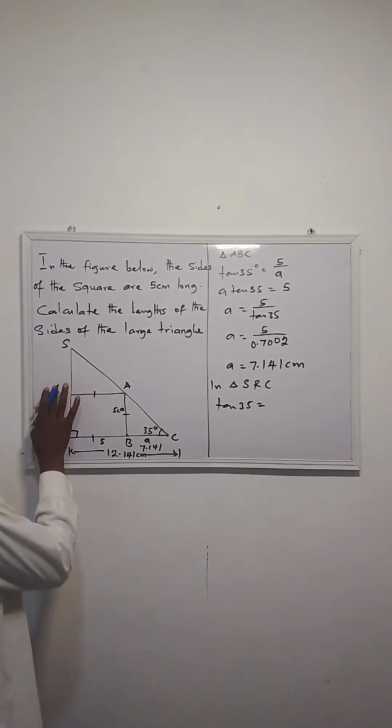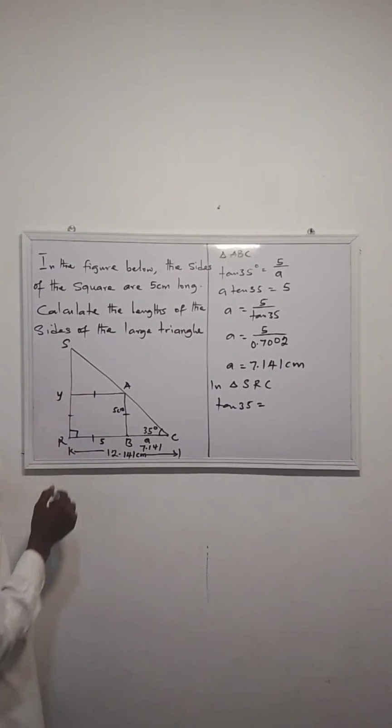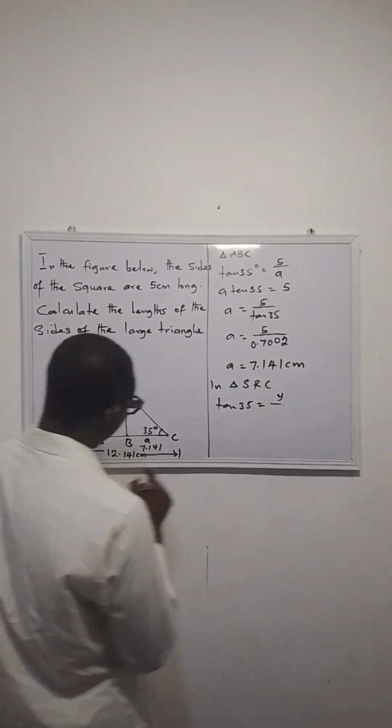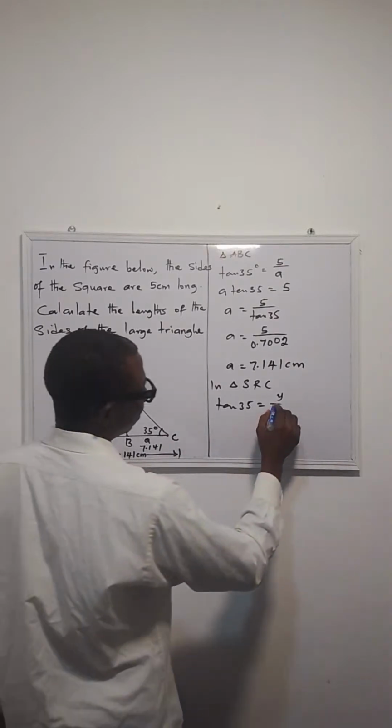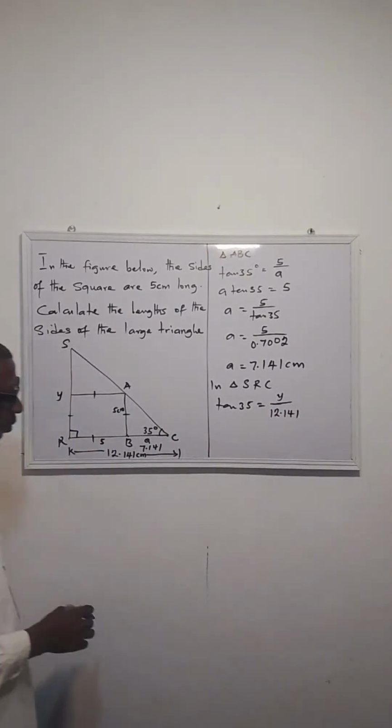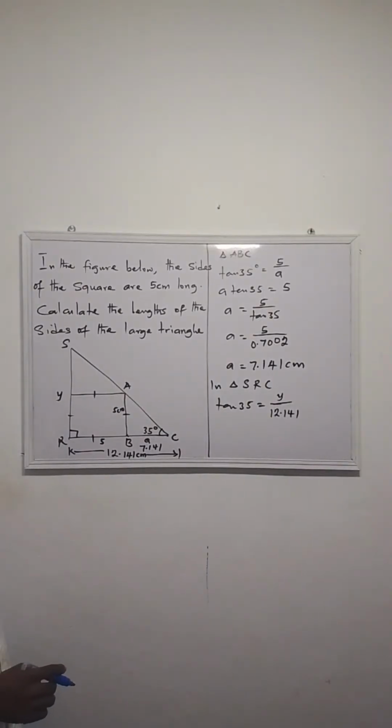Okay. Well, let's call it Y. So that's going to be opposite. That is Y over adjacent. What is adjacent? That is 12.141. All right, so here we can cross multiply.